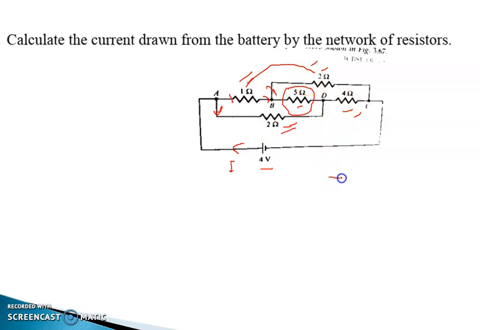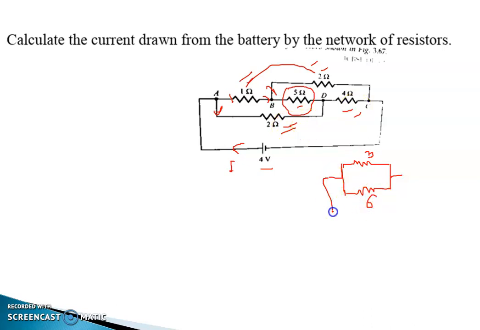So what will be the new network? The new network will become equal to this one. This is the equivalent circuit. This is the equivalent circuit for 1 ohm and 2 ohm, it means this is 3 ohm. And this is 2 and 4, which means this is 6 ohm.